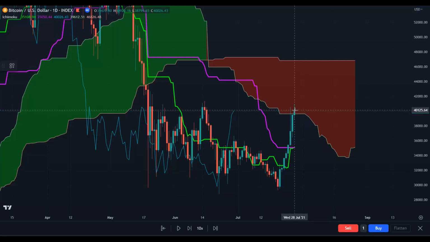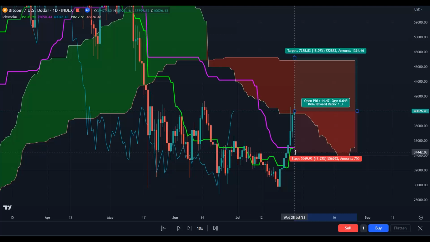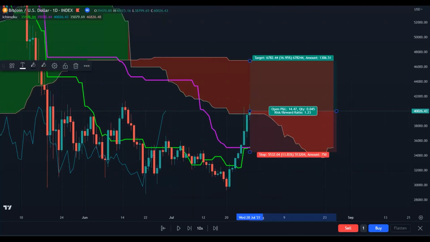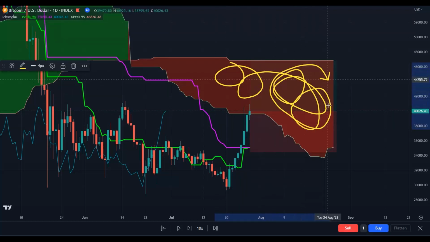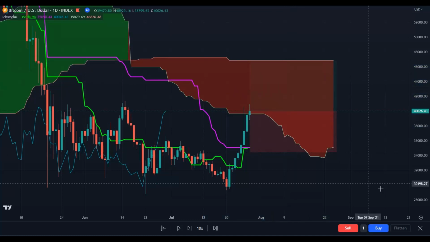I'm going to enter here. Your stop loss will be below the flat Kijun-sen, like here, and your target will be the other side of the Kumo cloud, like this. The point is, the bigger the Kumo cloud, the better the risk to reward. So if your Kumo cloud is thicker, your risk to reward will be better.